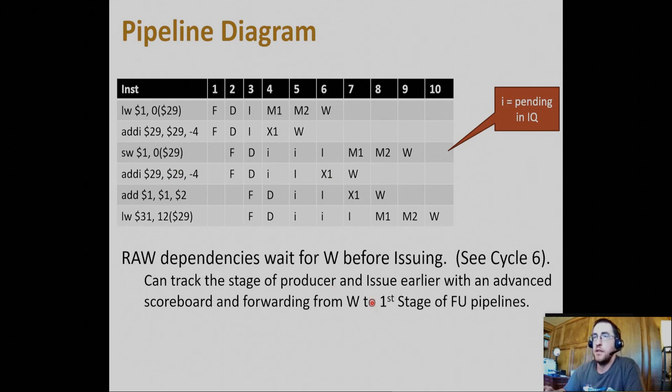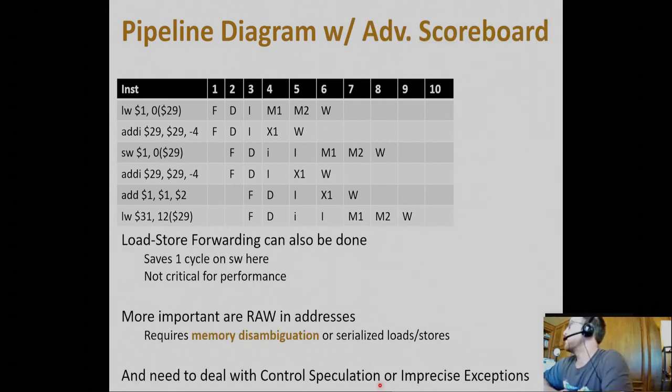And again, if we make our scoreboard slightly more complicated and we allow to forward from the write-back stage into the functional unit pipelines, we can actually have an instruction store word here issue and begin the M1 stage here and get forwarded its value that it needs to store from the write back stage. But that's just a little bit more complicated yet. So we'll deal with that maybe next time. That's what the advanced scoreboard is. I think I'm going to pick up from advanced scoreboard next time.